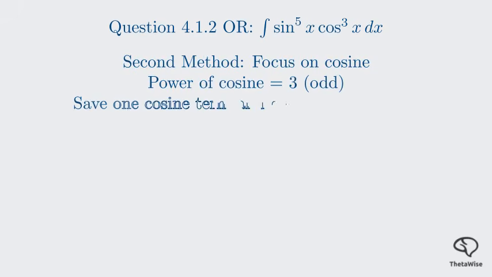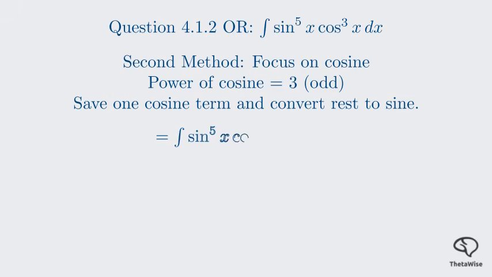The power on cosine is 3, which is odd. Save one cosine term and convert the rest to sine. Following the strategy, we save one cosine term. We split cosine cubed into cosine squared times cosine. This cosine x dx at the end will be part of our du.